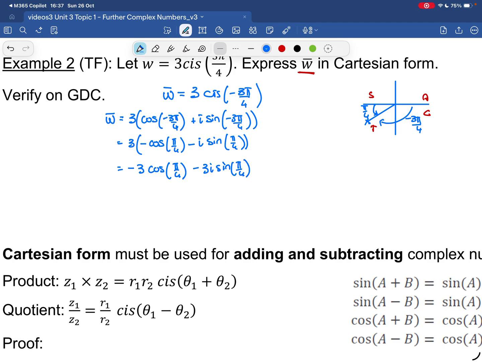Now, luckily, we know what cos and sine of pi on 4 are because we know our triangle, and we know that it's 1 over root 2. That gives me negative 3 times 1 over root 2, rationalized is root 2 on 2, minus 3i times root 2 on 2, and I can just tidy that up to negative 3 root 2 on 2 minus 3 root 2 i on 2.